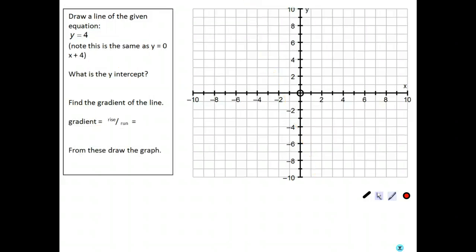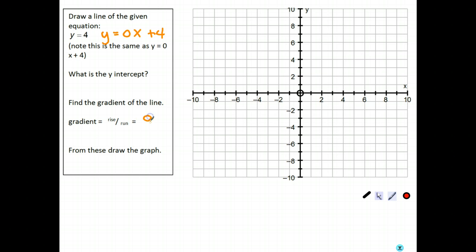Okay, maybe to keep this video a little bit shorter, we might skip some of these. I think you might have the basic idea. This one probably is worth doing because it's a bit special. Notice that in this one, there's no x term. So really the equation of that is y equals 0 times x plus 4. So the gradient is actually 0.